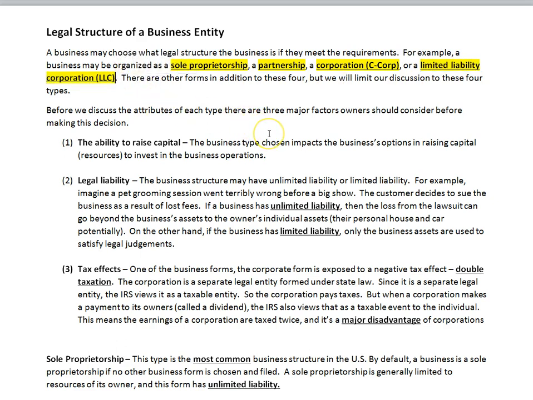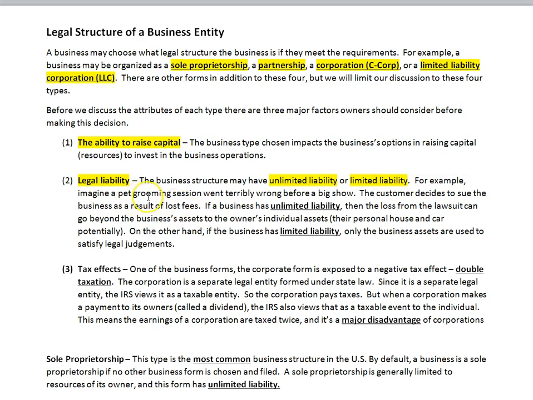These are the legal structures of a business, and they affect different attributes. One attribute they can affect is the ability to raise capital. Again, capital is just resources or money that the business can invest into different projects and earn a return. So the different forms affect their ability to raise capital. An important one here is legal liability. So the business structure may have unlimited liability or limited liability.